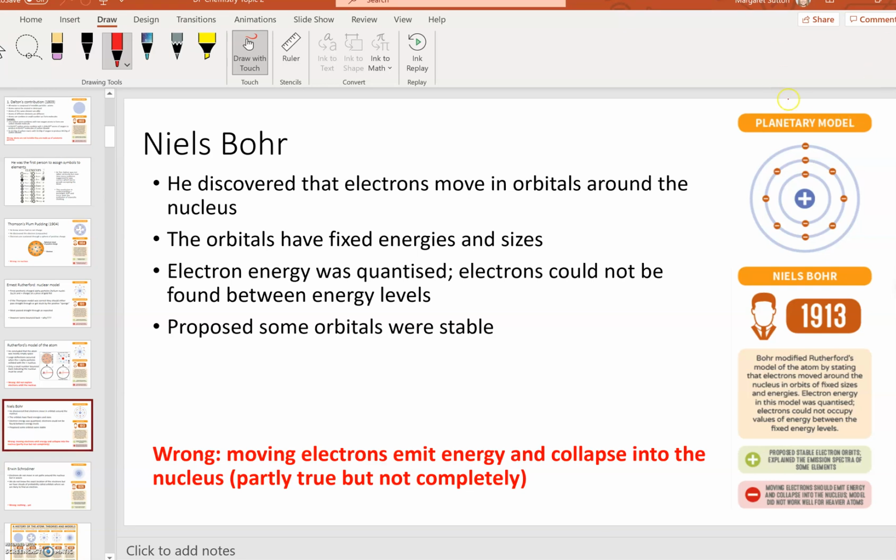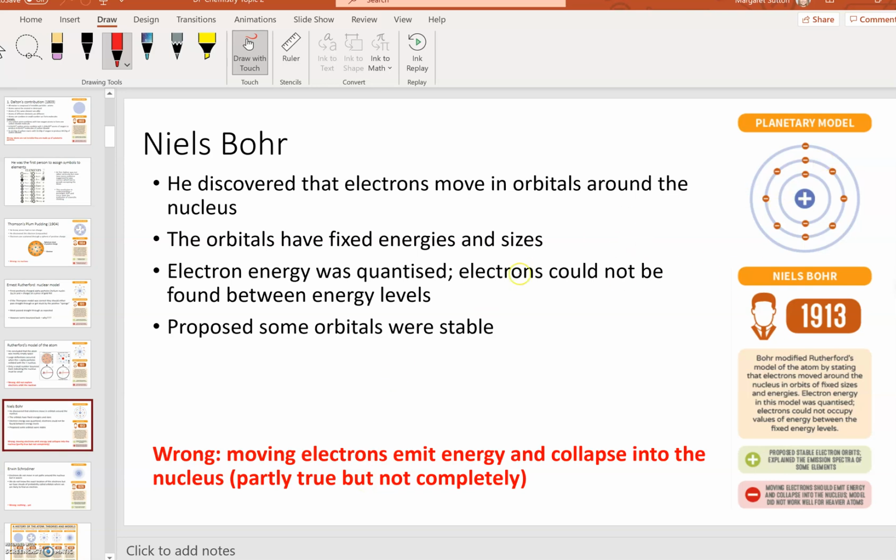So he basically worked out that there were quantized areas where you can find an electron, so energy level 1, energy level 2, and energy level 3, which was really cool. And he worked out that you couldn't find electrons between energy levels, and that orbitals had fixed energies and sizes. So this model is really good, and it's still a great way to think of it. But he thought that moving electrons emit energy and collapse into the nucleus.